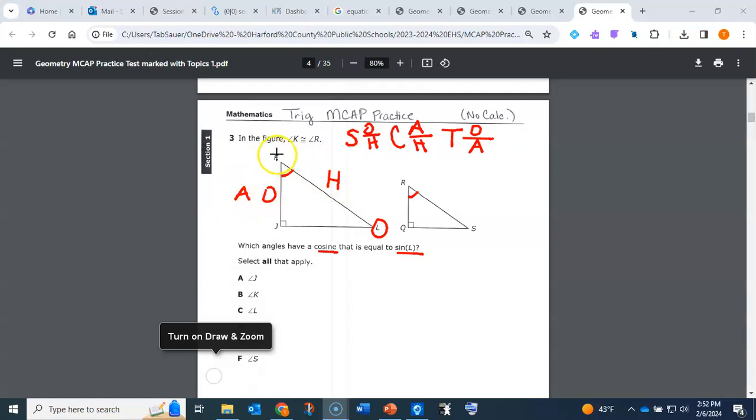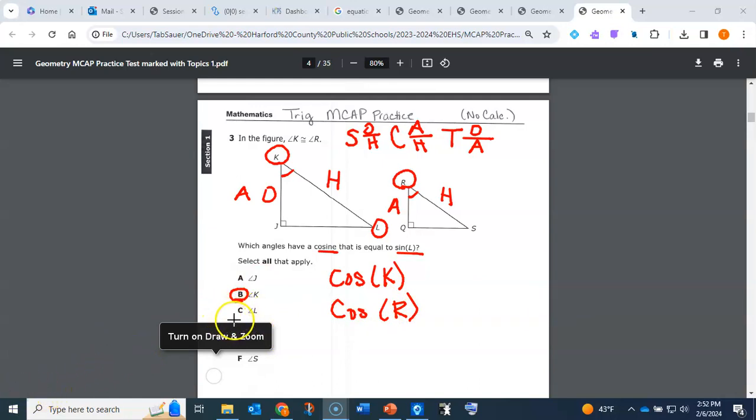So this adjacent side is adjacent to K. So cosine of K would be this side over the hypotenuse. So cosine of K works, so B is one of our answers. And looking at this triangle, same setup. Think of this as the one that's similar to K. So this would be the adjacent and the hypotenuse that would be equivalent to that. So angle R as well. Cosine of angle R would also be equivalent to that.